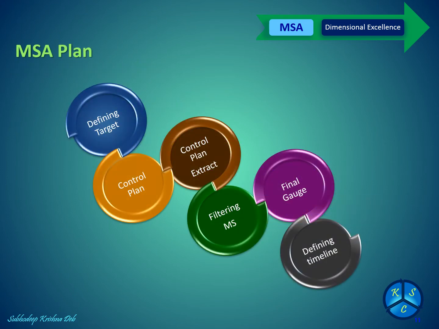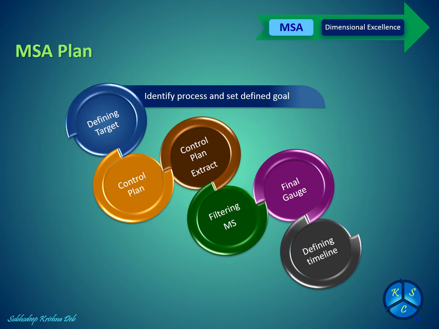First of all, the MSA Plan. Now for the MSA Plan, in this slide as we can see, first of all we need to define the target. We need to identify the process, the set of defined goals, where we need to do the study, that should be very clear with us. Okay, where MSA needs to be done. Basically, as per the requirement, we have to conduct MSA for all the processes that we are doing. Now, once the process is established and the measurement system is established, only then should the production start.